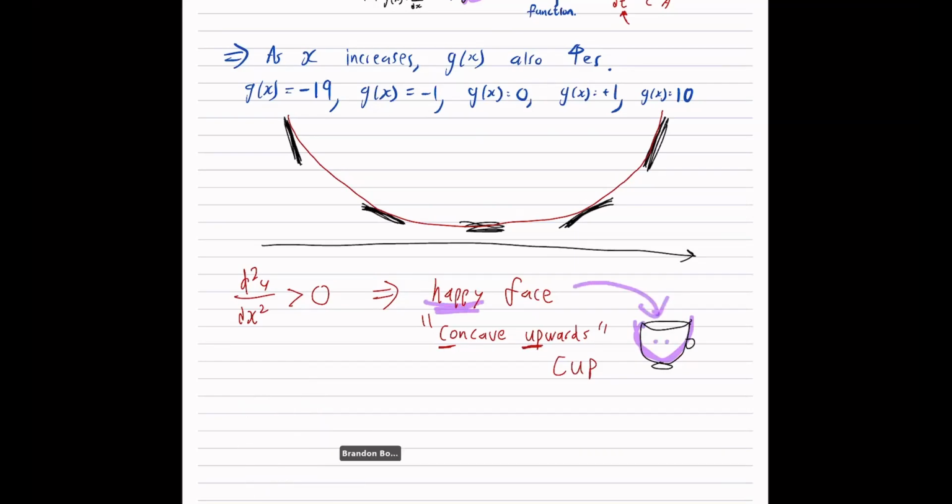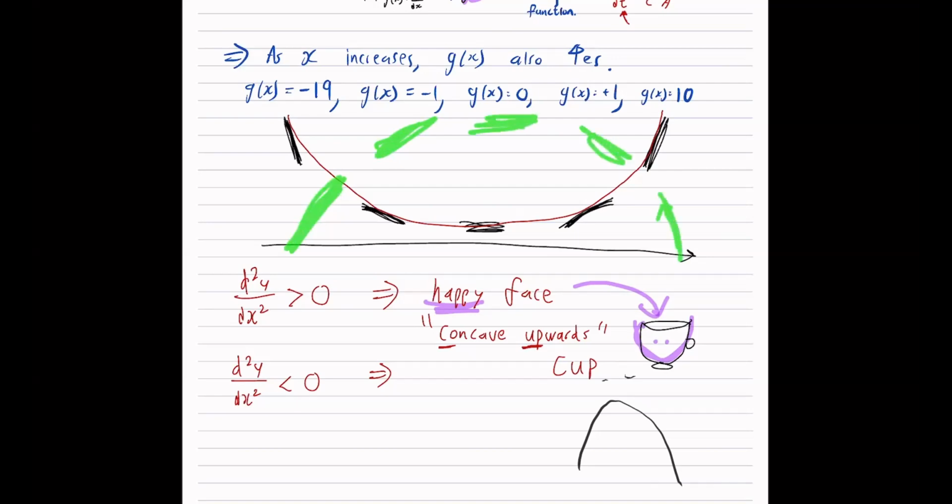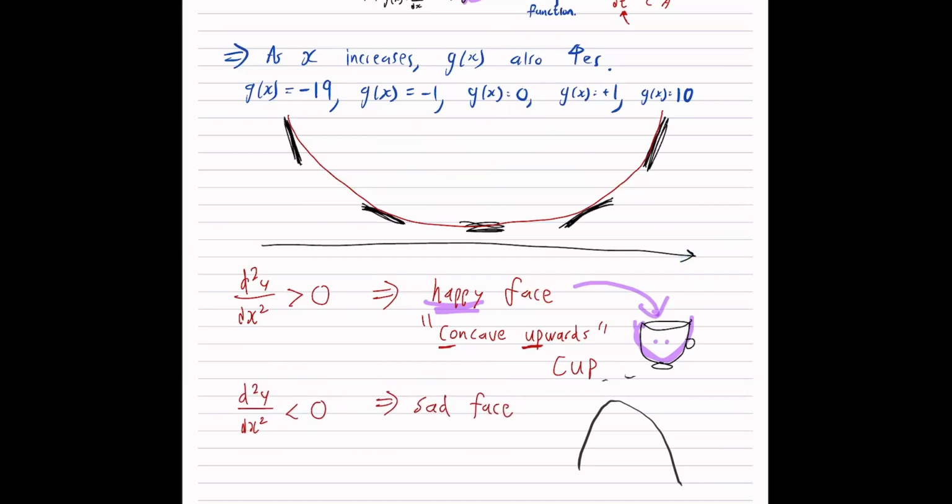Then what happens if it's less than 0? Very good. You can use the same, try and think about it yourself. Why should it be a sad face? Go through the logic, then see if you can make sense of it. As x increases, g'(x) decreases. Correct. Okay. And how would the tangent lines look like?